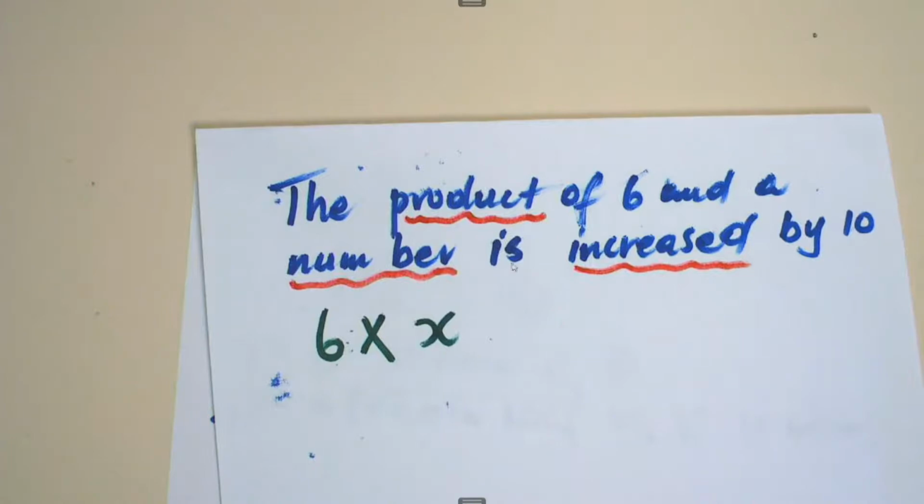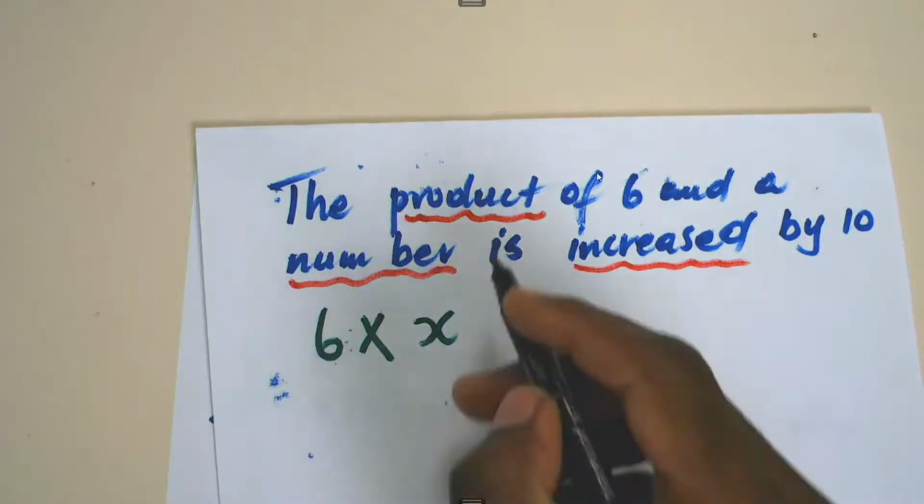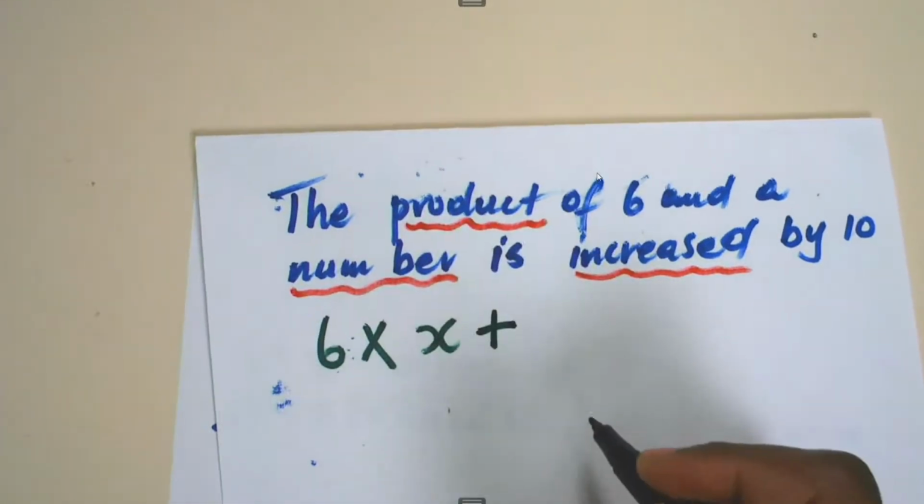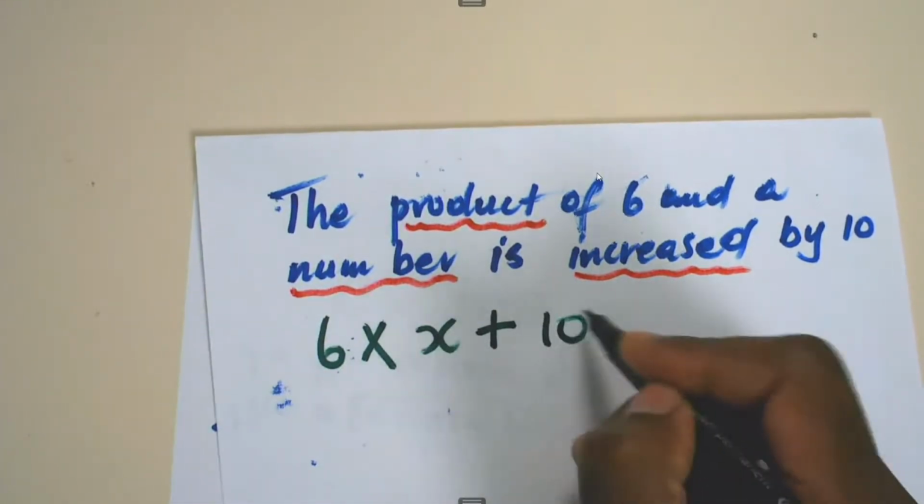Again, let us move on. Is increased does not end there. It says is increased. Now, if it says is increased, again, there is a mathematical sign there. Remember, guys, in our mathematical vocabulary, we said the word increased means that we were adding. So it is increased by what? By 10.